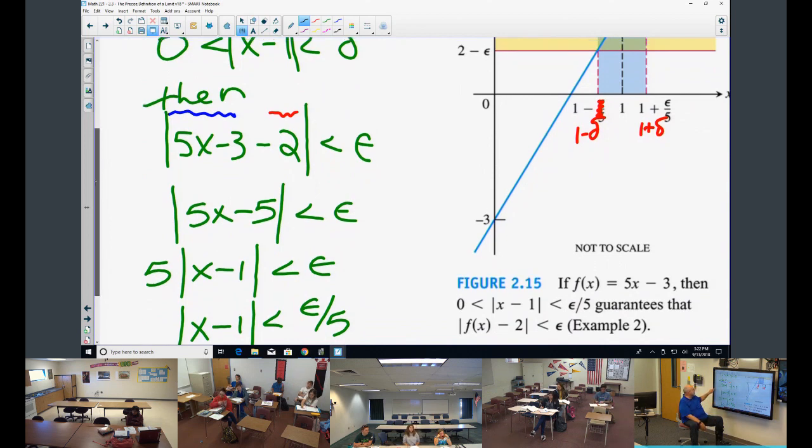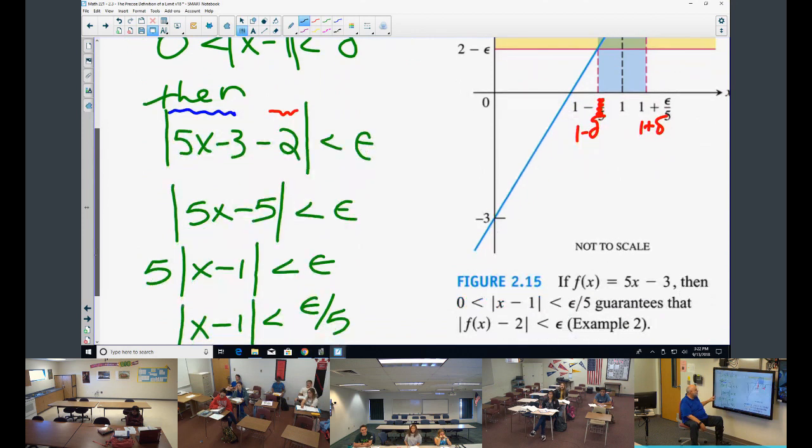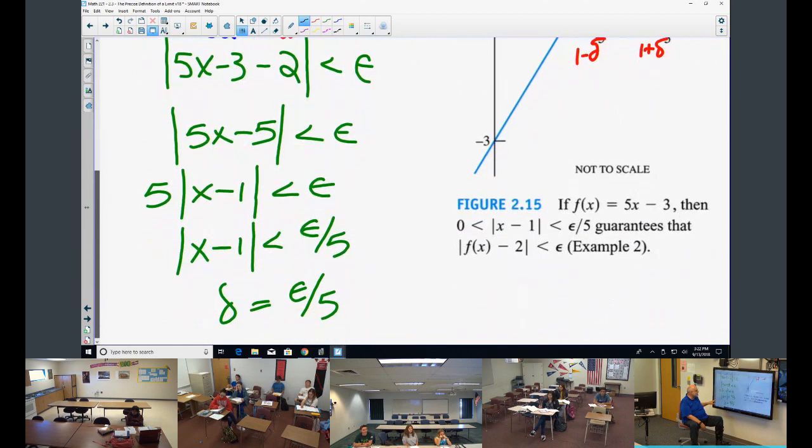Well, up here, we have the absolute value of x minus 1 is less than delta. So what does that mean? That means we can pick delta to be epsilon divided by 5. Exactly. Okay? And so what we've just proven is that delta exists.